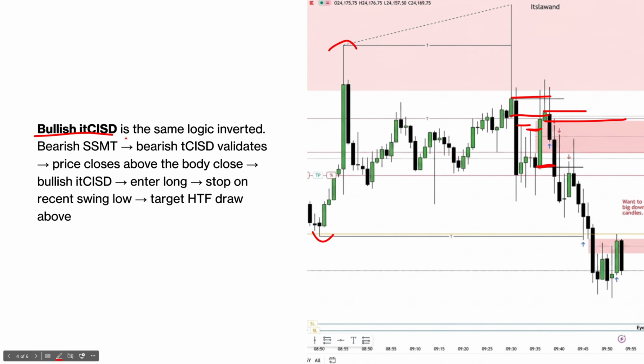Bullish inversion true change delivery is the same logic inverted. Bearish sequential SMT, bearish true change delivery validate. Price close above the body close. Bullish inversion true change delivery ends. A long stop on the recent swing high or low, and then target high time frame draw above. And then your target will be some draw here, just like mine.